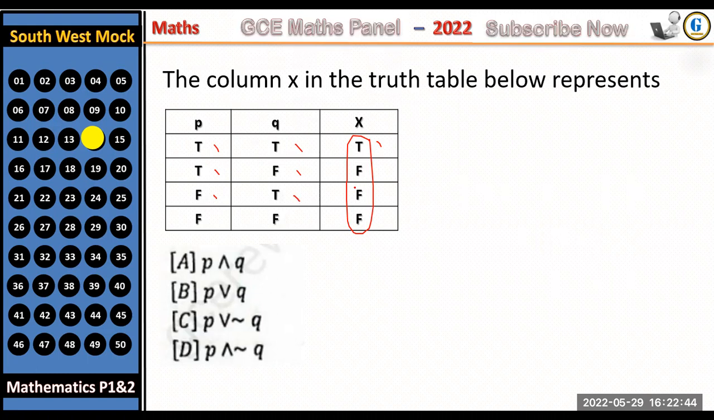So this cannot be the OR statements. And when both are false, it's false. So this is only the AND statement, A. So this can only be the AND statement. So we have A.